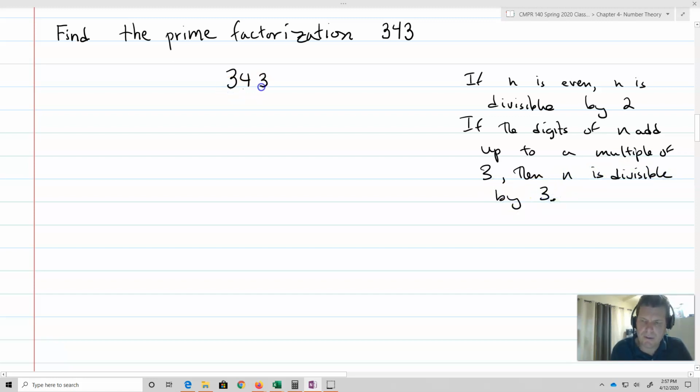So I take 343. It's not even, so it's not divisible by 2. Also, if I add 3 plus 3, that's 6, plus 4 is 10. Also not divisible by 3. We can also check 5. It's not going to be divisible by 5 because it doesn't end in a 0 or a 5. So we could check 7.